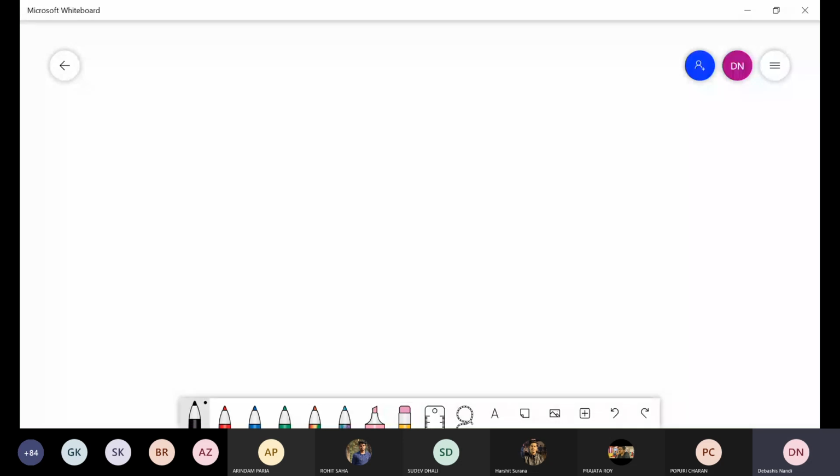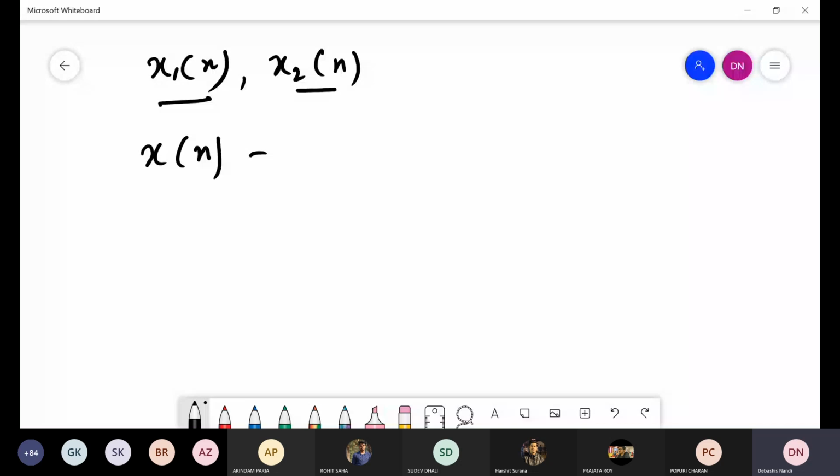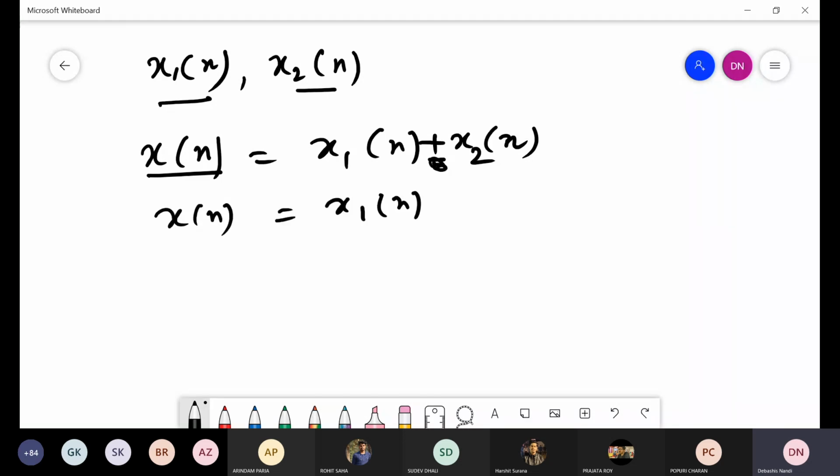For example, if I have two signals, two sequences, x1[n] and x2[n]; sometimes discrete time signals are called discrete sequences. You can add two signals, x1[n] and x2[n], to generate a new signal x[n]. You can subtract one signal from another also. That means you can write a new signal x[n] as x1[n] minus x2[n], or vice versa, x2[n] minus x1[n]. You can do this also.